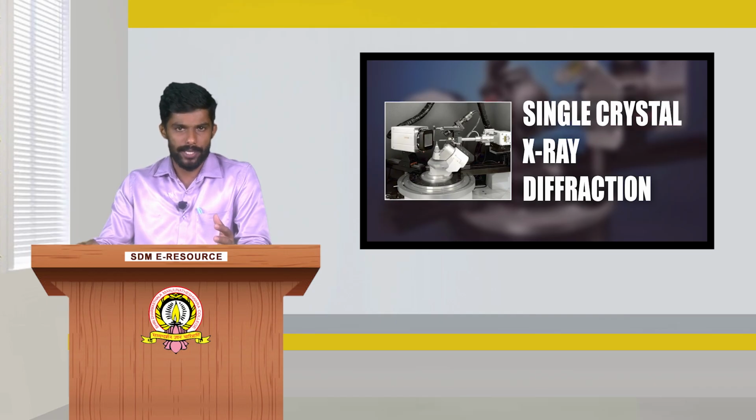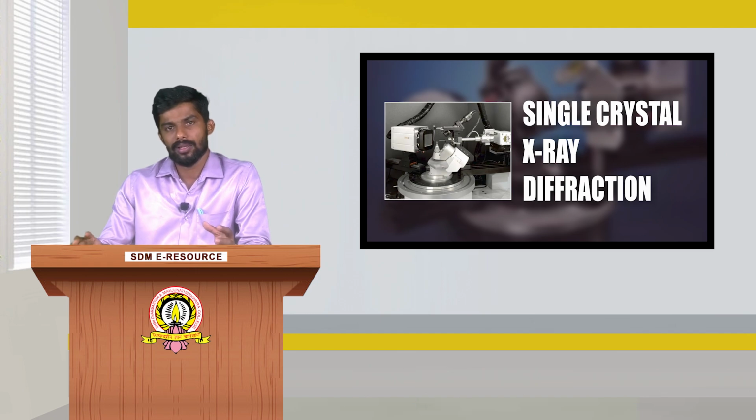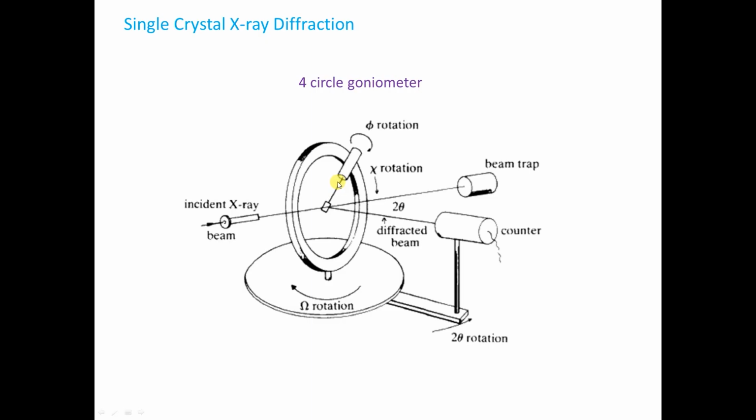Next is crystal mounting. Here the crystal is mounted on the goniometer head. The goniometer head is made up of a brass pin, which is connected to a glass fiber. At the tip of the glass fiber, the single crystal is placed with the help of wax, and this crystal is aligned exactly at the center of this instrument using a microscope.